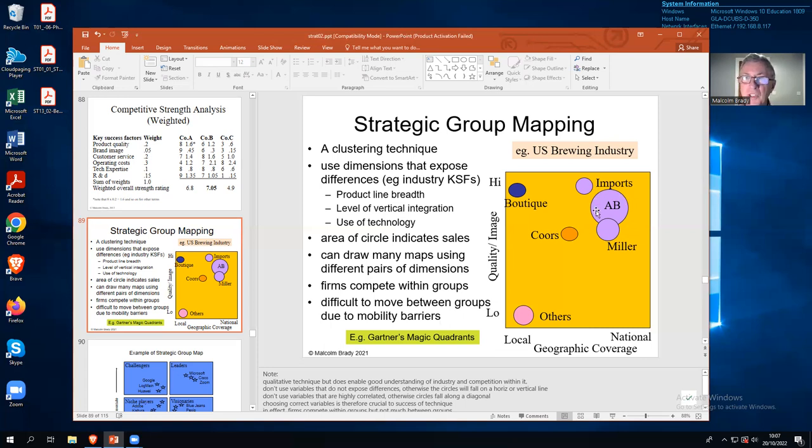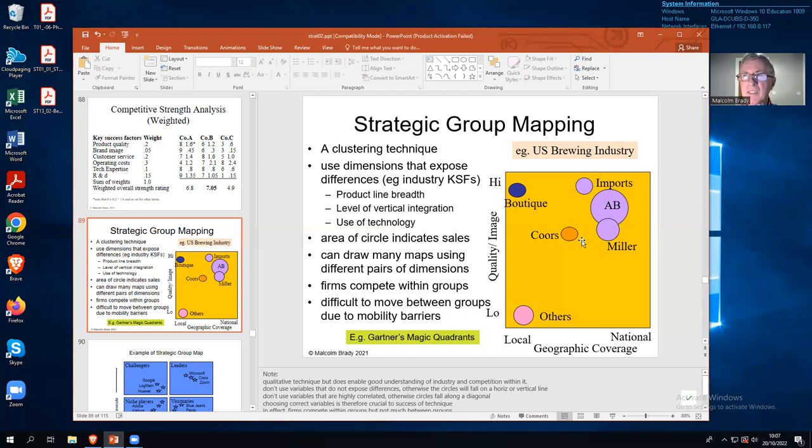So your closer competitors tend to be the ones that are clustering together on this graph, on this strategic group mapping, okay? So Anheuser-Busch and Miller are obviously close competitors here, along with some imports, Heineken and Carlsberg and so on. These would tend to be close competitors. And then boutique beers would be close competitors in their own areas, but because they're very localized, they may not all be competing in the same area.